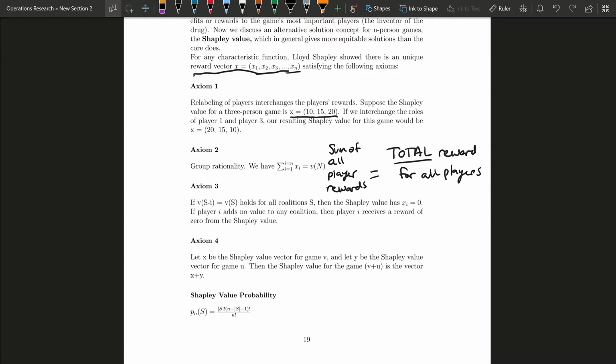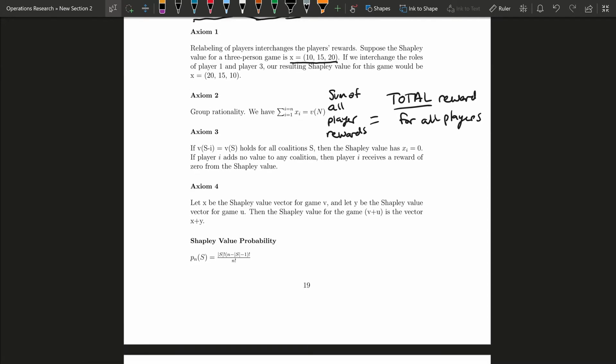Axiom 3 is basically just talking about if we remove a player I from our coalition S here, if him leaving the coalition does not change the total reward, then he deserves 0 reward. Because what that's saying is this player I is not essential and contributing nothing, so therefore they don't deserve any reward.